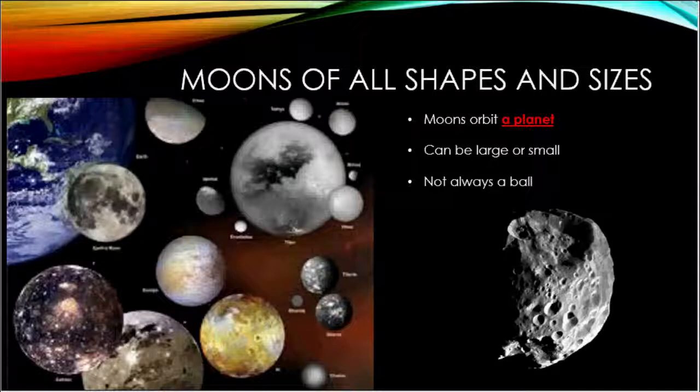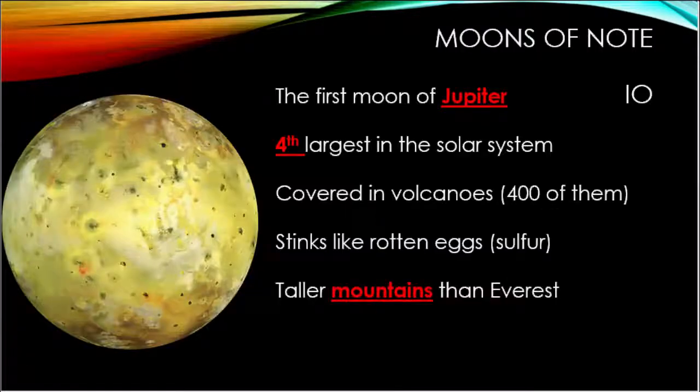So we're going to talk about some specific moons, ones that are significant either in size or shape or what they're made of or where they're located. The first moon we want to talk about is Io. Here's the name of the moon right here, Io. And this is the first moon of Jupiter.